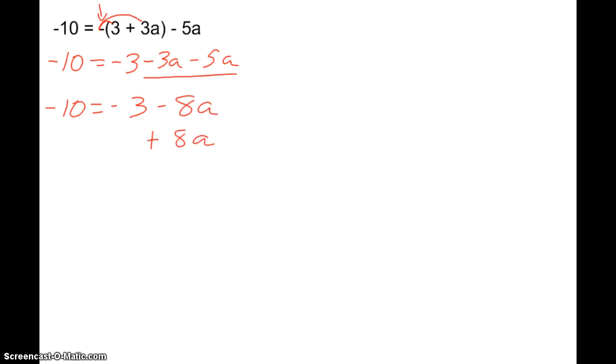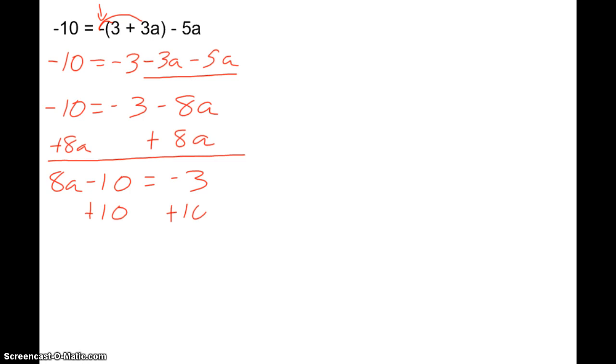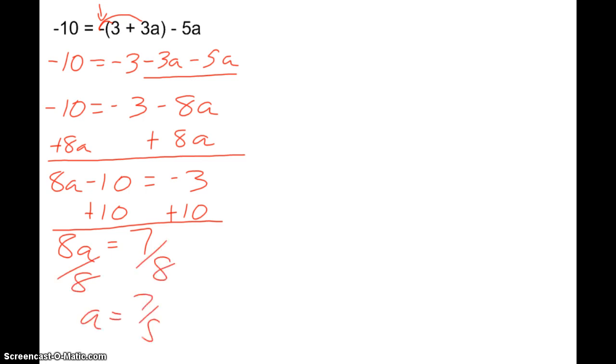I don't want my a's on the right side, so I have to get rid of a minus 8a, so I add 8a. That gives me 8a minus 10 is equal to a negative 3. Add 10, two-step equation, add 10 to both sides. I get 8a is equal to 7. Divide by 8, divide by 8, a equals 7/8.